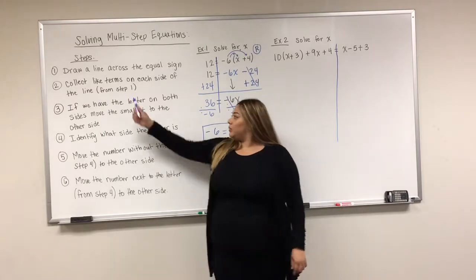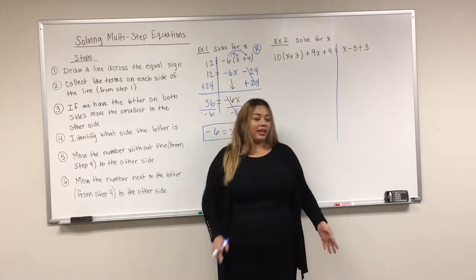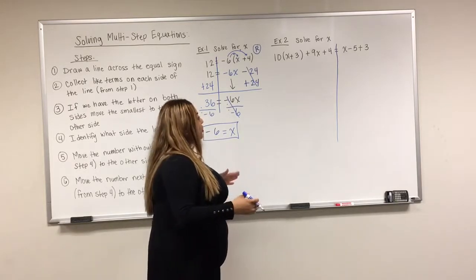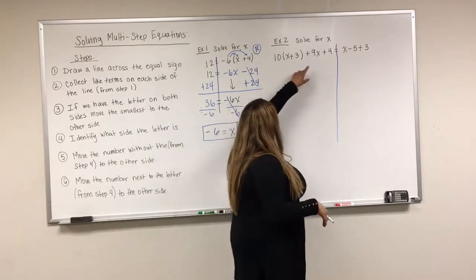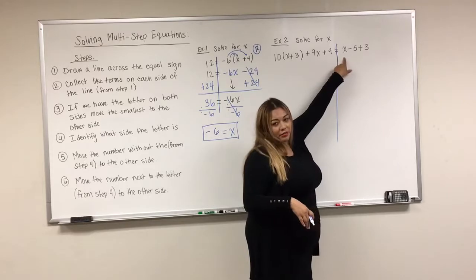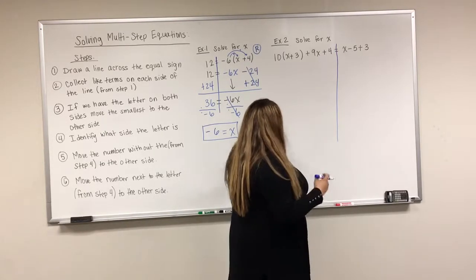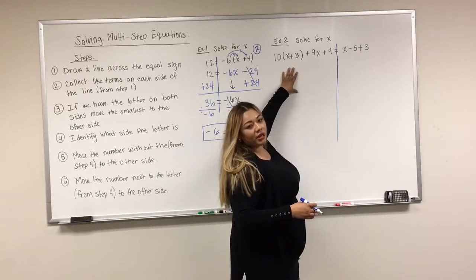Second thing that it says, we have to collect like terms on each side. So you can work on the right or the left. It doesn't really matter where you want to start, but you can't combine, for instance, this 9x with this x over here because they're not on the same side of the line. So we have to work on each side individually. I'm first going to start with the left side.